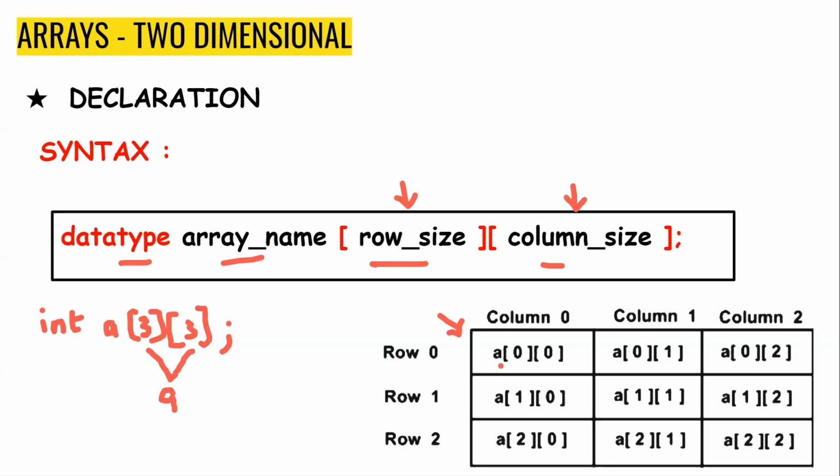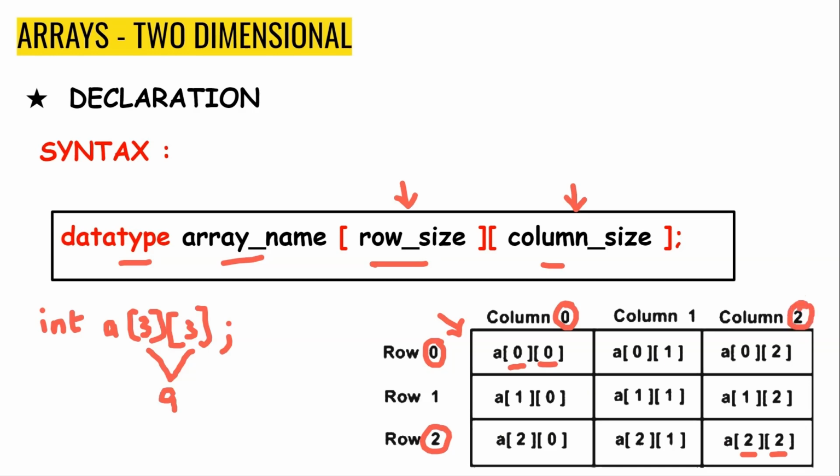How can we access an element? By using the two subscript operators, the row operator as well as the column operator. The row size indicates how many rows are there in the two-dimensional array. The column size indicates how many columns are there. When I say a[0][0], it means that in the array a, we are going to store the element in location 0, 0, the 0th row and 0th column. If I say a[2][2], it means that I am going to store or read the element from the location in the second row, second column.